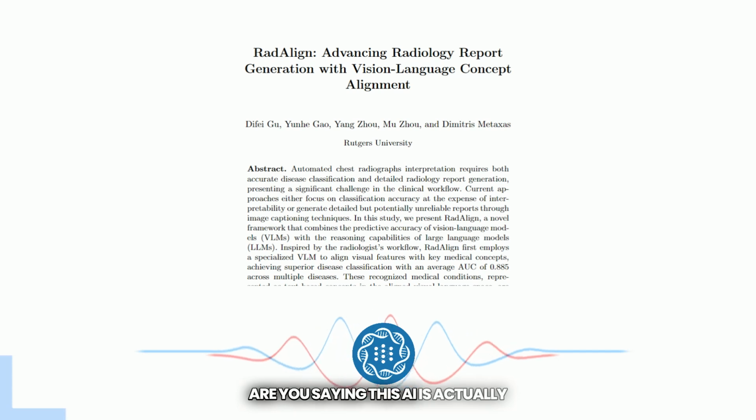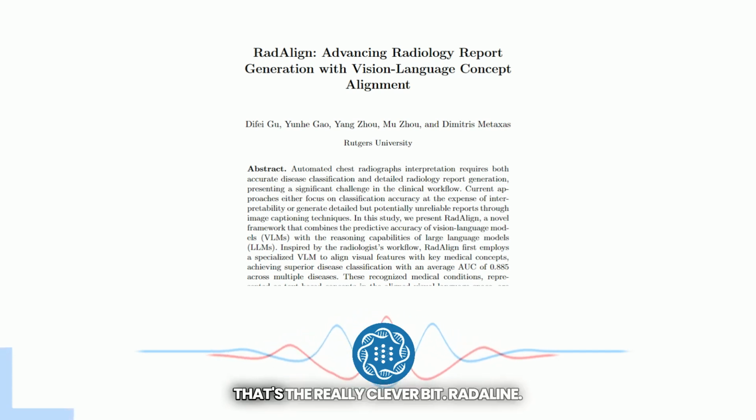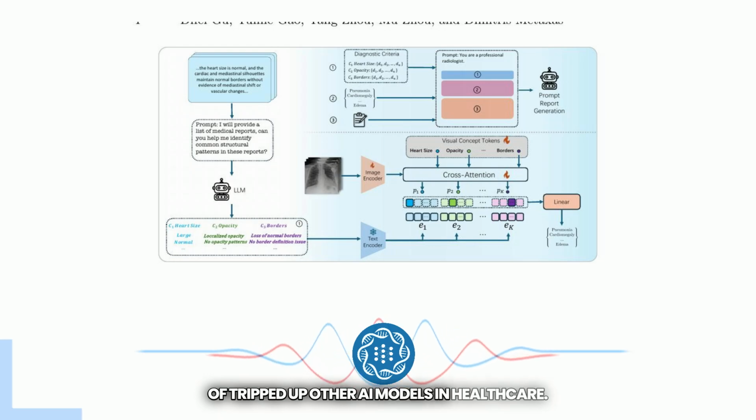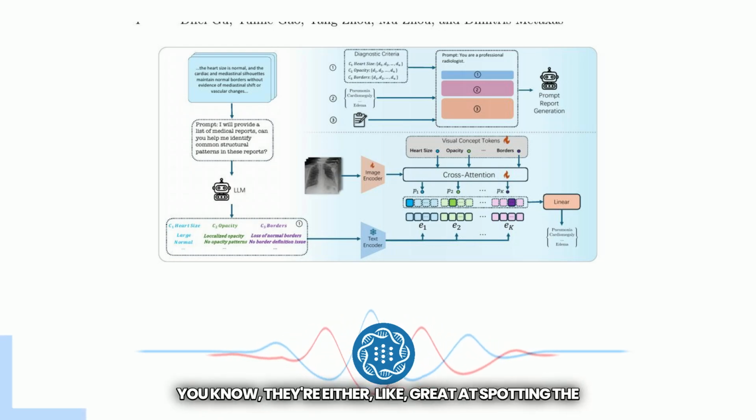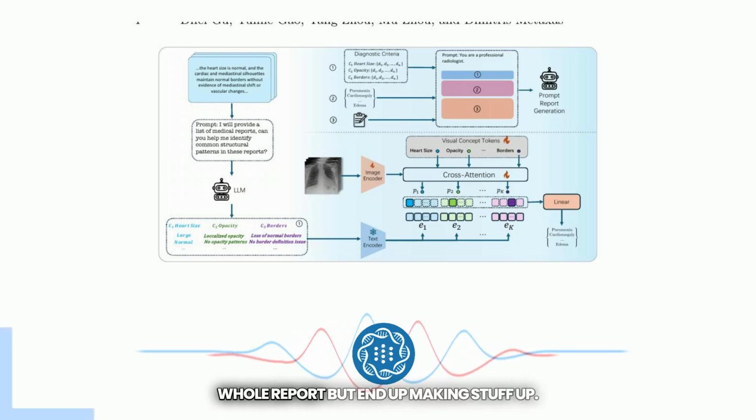Wait, hold on. Are you saying this AI is actually learning to see like a radiologist? I mean, how's that even possible? That's the really clever bit. RadAlign goes after this challenge that has kind of tripped up other AI models in healthcare. They're either great at spotting the problem but then they can't explain why, or they try to write up a whole report but end up making stuff up.